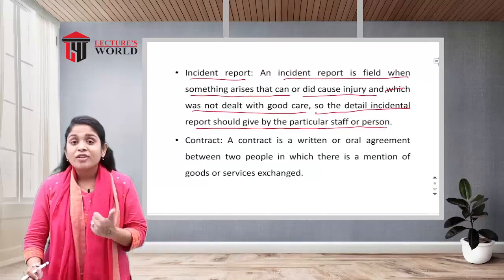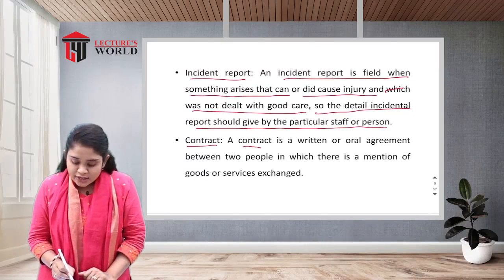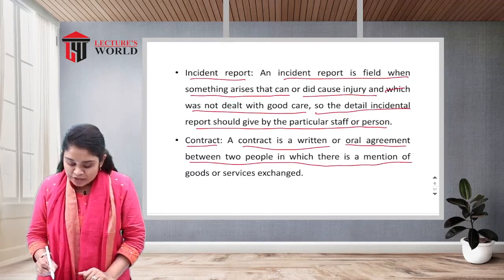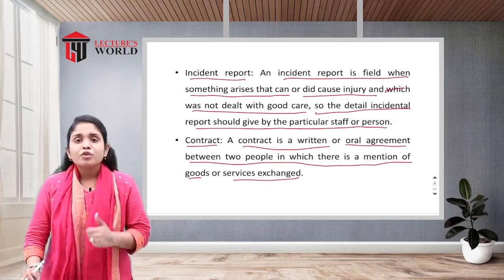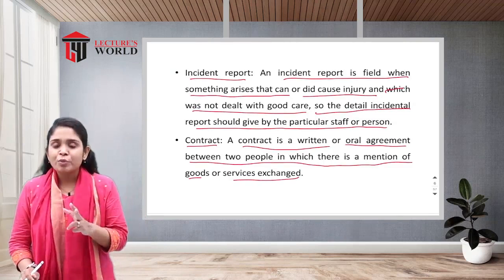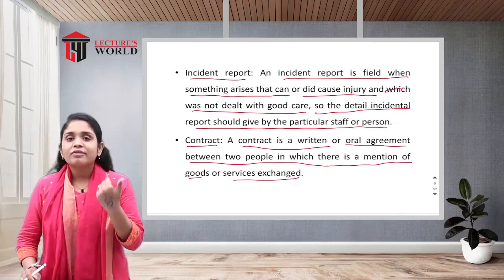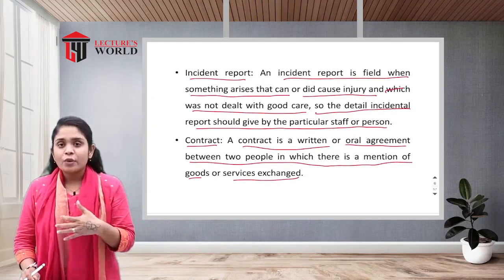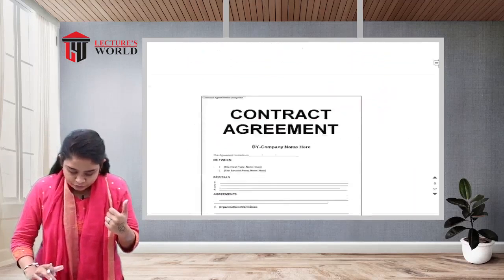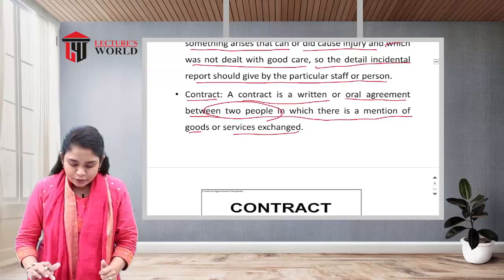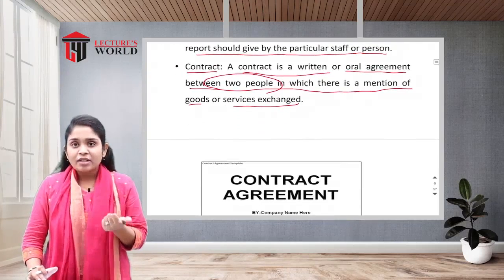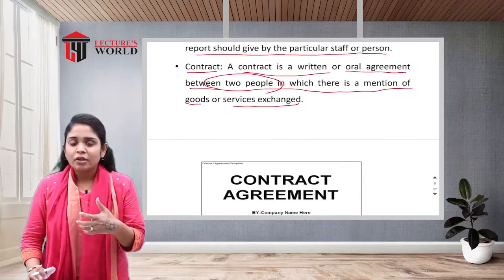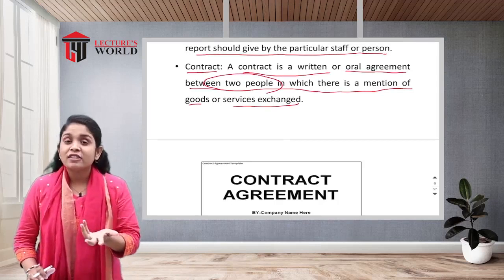Then after, what is the meaning of a contract? A contract is a written or oral agreement between two people in which there is a mention of goods or services exchanged. Most probably a contract happens between two people or two parties. It can be the one who is giving the agreement, or the one who wants to take the services. Most probably it happens between two people. In that they will mention the goods or something they have agreed to buy, or otherwise they are ready to give the services to the people.